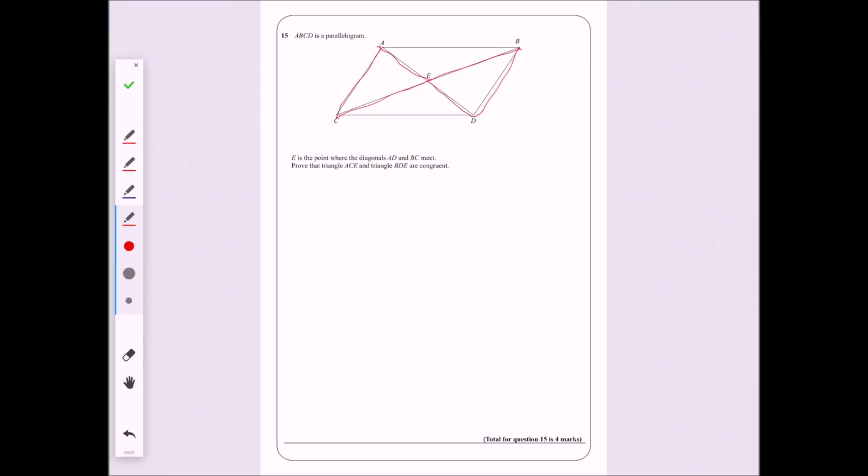Well, first of all, they're a parallelogram, so this side and this side are going to be the same. So AC is equal to BD, as opposite sides in a parallelogram are equal. I can then say that this angle here and this angle here are equal, because if we've got a parallelogram, these are parallel sides, so they're alternate angles.